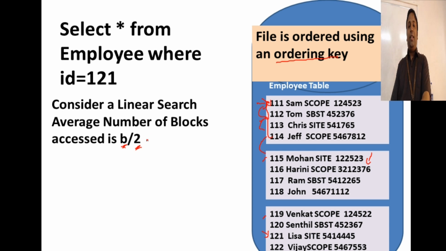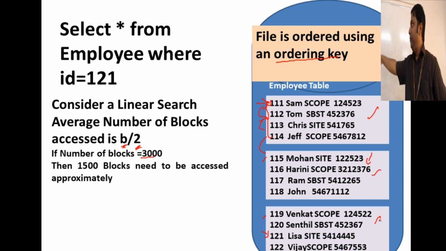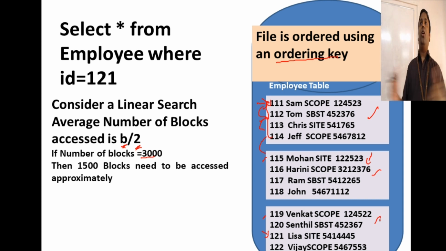Let's take an example. Let's say that my employee table contains 3000 blocks. You say that this employee table is having 3000 blocks. It's a very huge table. I've shown only 3 blocks here. Consider 3000 blocks from my employee table. So if I apply linear search, how many blocks should I access here on an average?